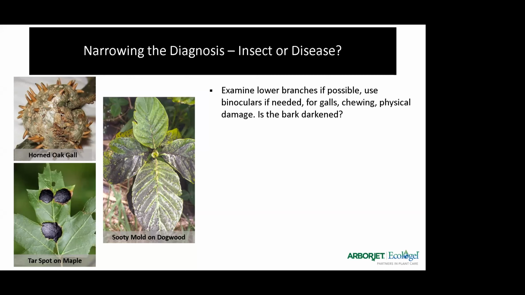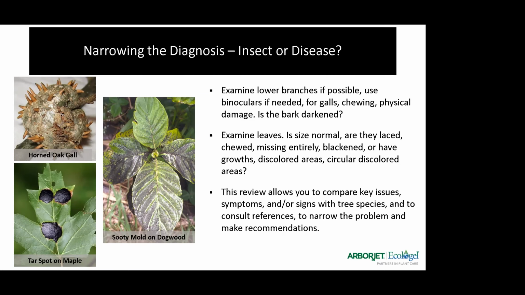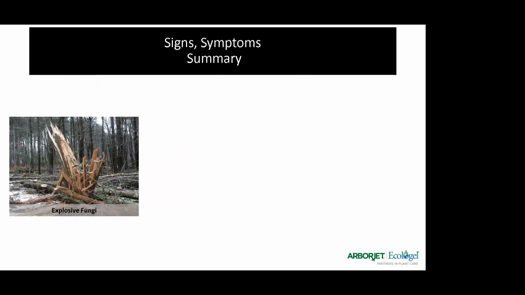The top left is a horned oak gall caused by a wasp that distorts the tree. This has been a real problem in the Kansas area recently, and we have solutions to help with those. Whereas the tar spot on the left, on the maple, looks incredibly serious, but it's an aesthetic problem. It doesn't ever really hurt the tree. Again, examine the leaves. Are they normal? Are they laced? Are they missing? This allows you to compare a number of possibilities and narrow down what's going on.